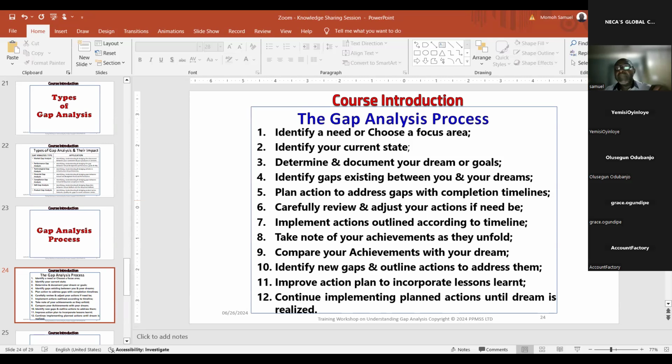So implementation is simply about putting all your actions, your plan, into action. Taking action with regards to the plans that you have penciled down to help you eliminate or reduce the gaps that you have identified. Then step 8, take notes of your achievements. As you are implementing all the actions you have penciled down, also be taking records of your achievements.